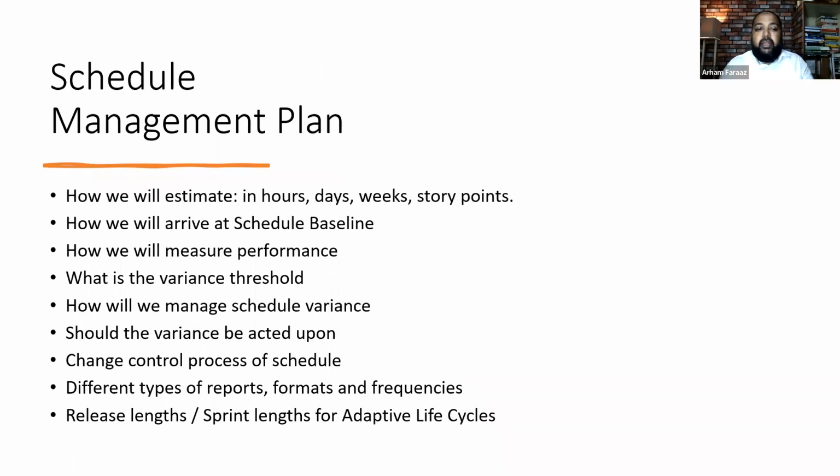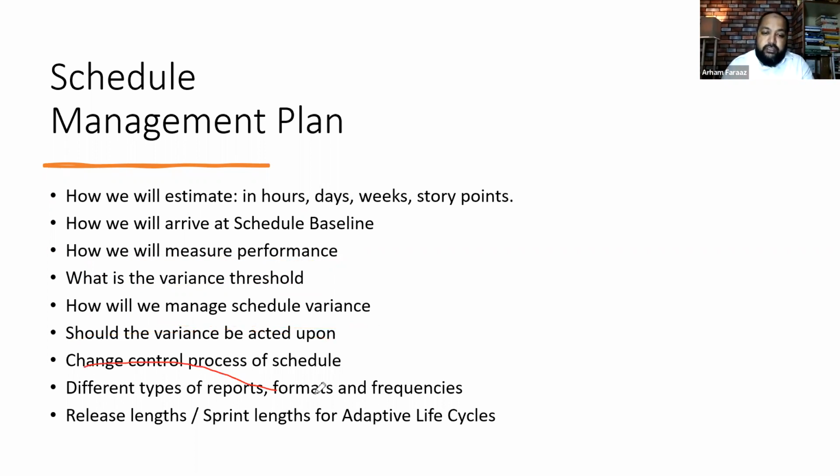So in schedule management, we'll talk about how we'll estimate in hours, days, weeks, story points. Then how we'll arrive at the schedule baseline. I just showed you the critical path plus the extra things you need to add. How we'll measure the performances. We'll decide the variance threshold. When will you use the contingencies? What is the variance threshold when you'll fall back on them? You'll decide that. How will you manage the schedule variance? Should the variance be acted upon, or should we just ignore or accept it?